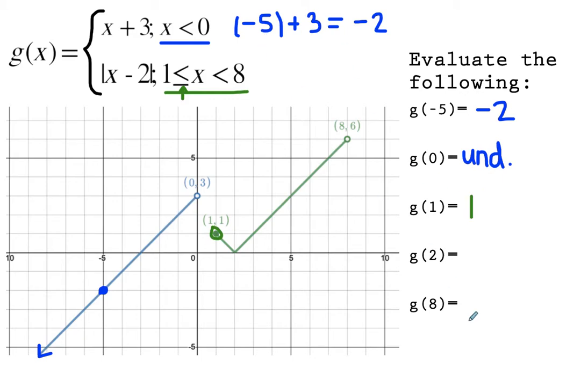I can also evaluate g of 2. So 2 is going to fall again in this domain between 1 and 8. So if I look at 2, it's actually going to be at 0. It's going to be the vertex of that absolute value function. And then if we go to g of 8, if I go all the way to 8 and go up, notice that this is again an open circle and a less than value, meaning 8 is not included, so we are undefined at g of 8.